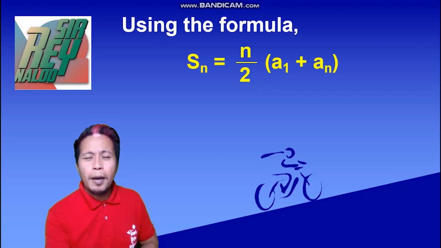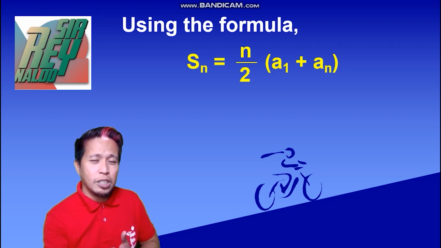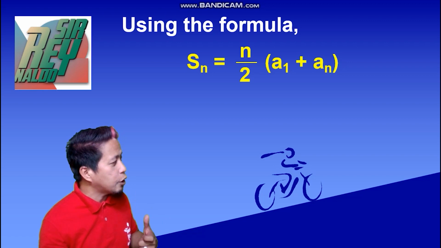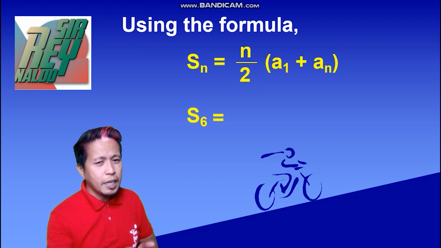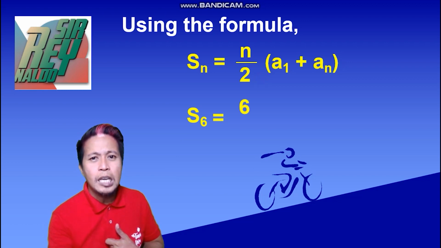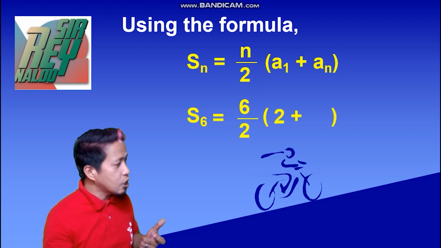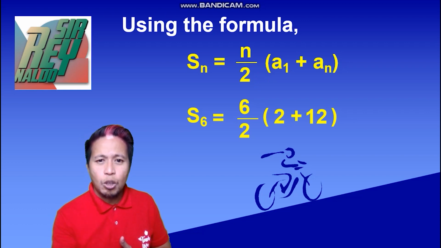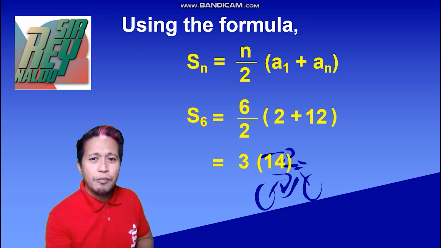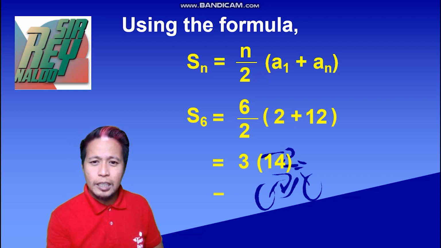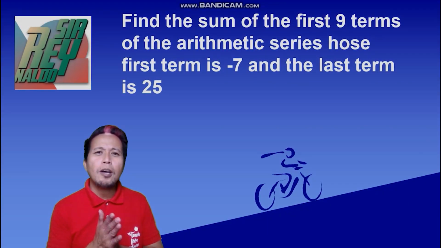Applying now the formula, para mas maging accurate yung formula natin, dahil nakuha natin kanina ay 42, let's apply it using the formula. S sub n is equivalent to n over 2 multiplied by the quantity a sub 1 plus a sub n. So we have S sub 6, or the sum of the 6 terms, would be 6 over 2 multiplied by the quantity a sub 1, which is 2, plus the a sub n, which is 12. So simplifying further, 6 over 2 is equal to 3. Then we have 2 plus 12 is equal to 14. And finally, we have 42. Okay, how about the next example?